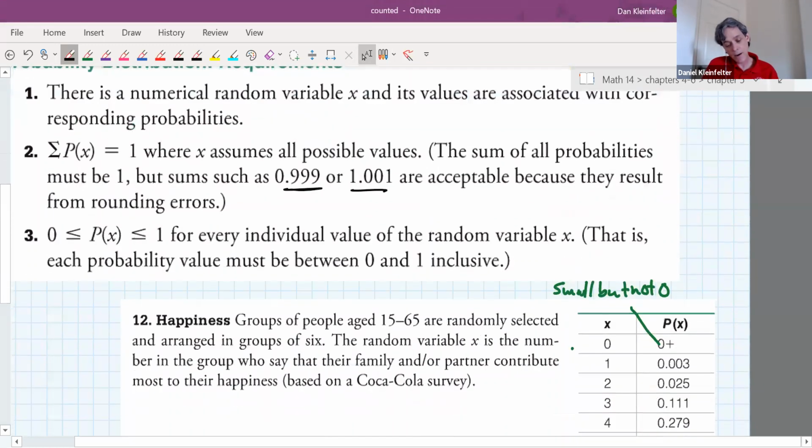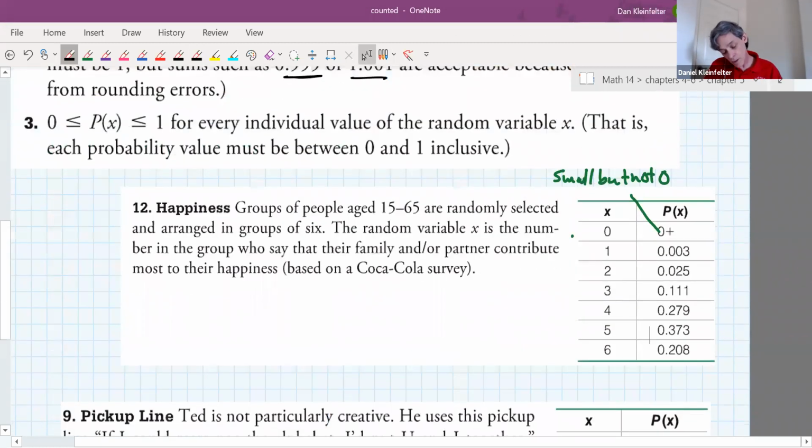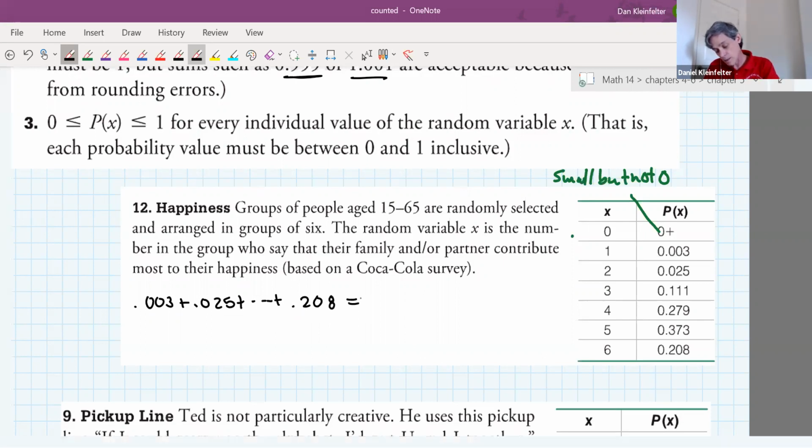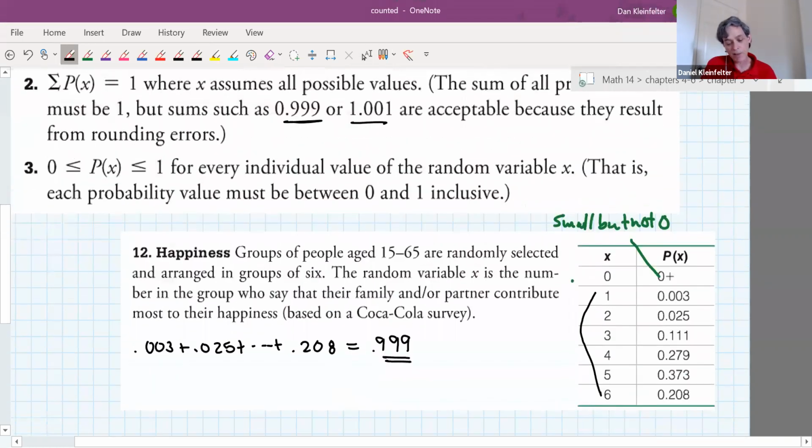So we have probability sitting here. We should check and make sure that all of those P of X's add up to 1. So let me start there. We have 0.003 plus 0.025 plus, and so on, up to 0.208. Okay, let me go ahead and add those up for us. Adding up those rows for 1 through 6, it ended up being 0.999 for the probability. And for the first one, it was so low that it gets rounded to 0. So I think that's pretty convincing that the total of all those probabilities is going to end up equaling 1.